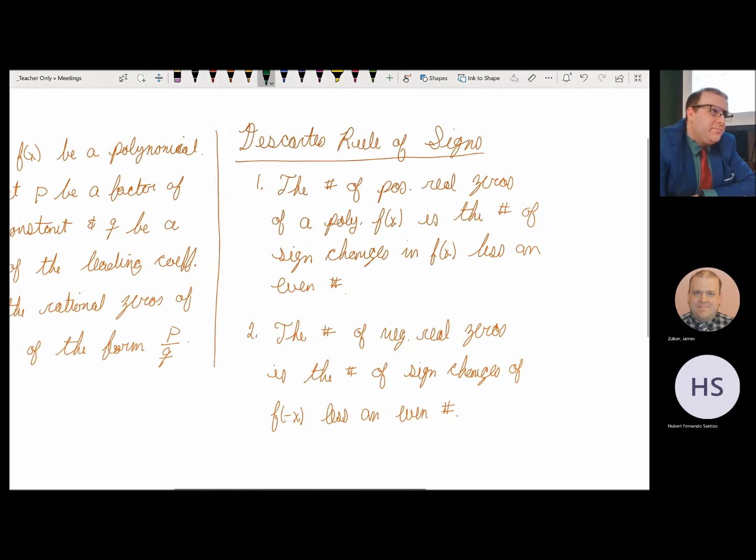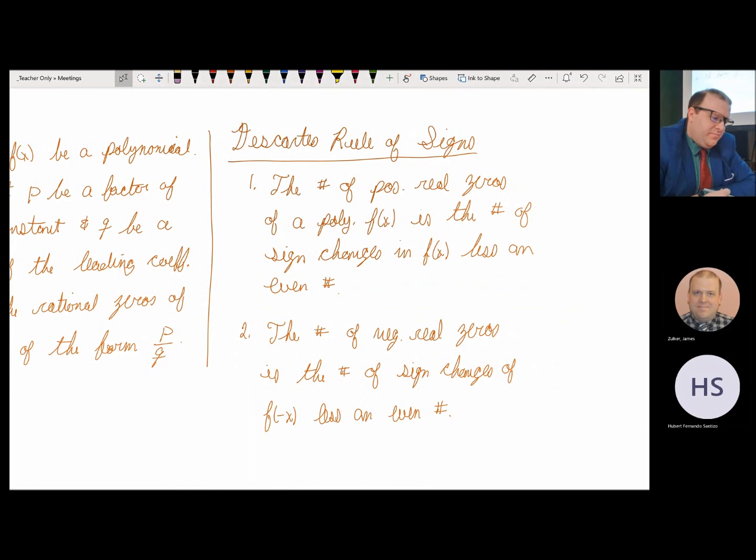Oh, wait a second. What happened to the whole less an even number from part one? 1 minus 2 is negative 1, right? You can't have a negative number of zeros. So there is no less an even number. You're guaranteed one positive real zero. If there would have been 3 sign changes, you could have 3 or 1 real zero. And I think we actually encounter something like that with the negatives. So you see what less an even number means.